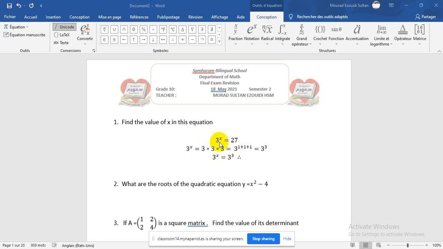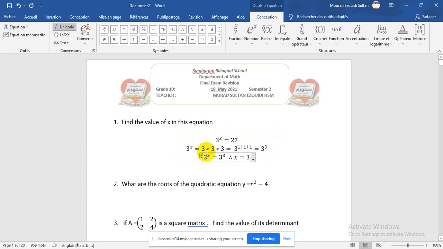left hand side, and 27 can be written as 3 multiplied by 3 multiplied by 3, meaning 3 to the power 1 multiplied by 3 to the power 1 multiplied by 3 to the power 1. So I have the same base, I will just add the indices. So 3 to the power 1 plus 1 plus 1 gives 3 to the power 3. Therefore 3 to the power x should be equal to 3 to the power 3, meaning that x equals 3. This is how you can solve this kind of equation.